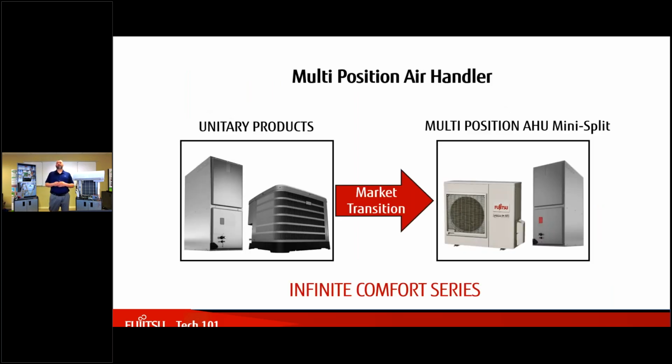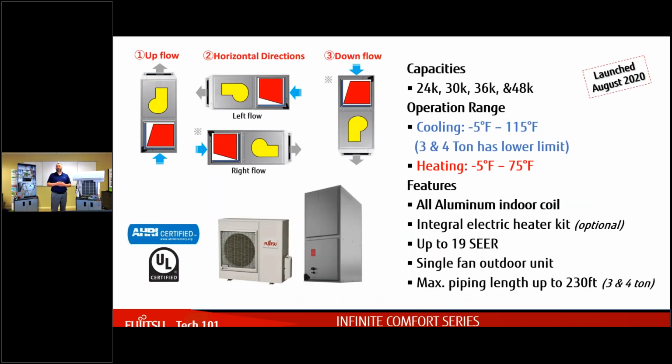All right, as you can see here, basically, we have our unitary products on the left-hand side. A direct comparison you can see with the multi-positional air handler, a much smaller footprint on the outside, with the unit still kind of being the same cabinet as we got used to on the Fujitsu unitary product. If you've seen the Ream units, you've become familiar with that setup. That is the exact same cabinet as the Ream units. All right, so as I said before, capacities 24, 30, 36, and 48,000 BTU.